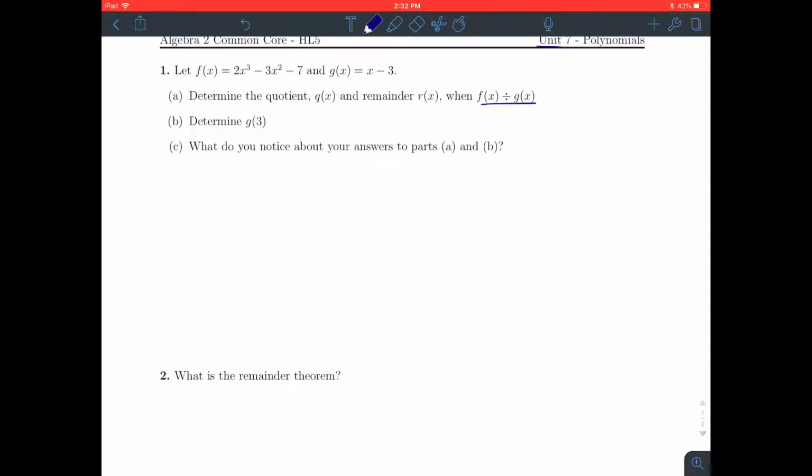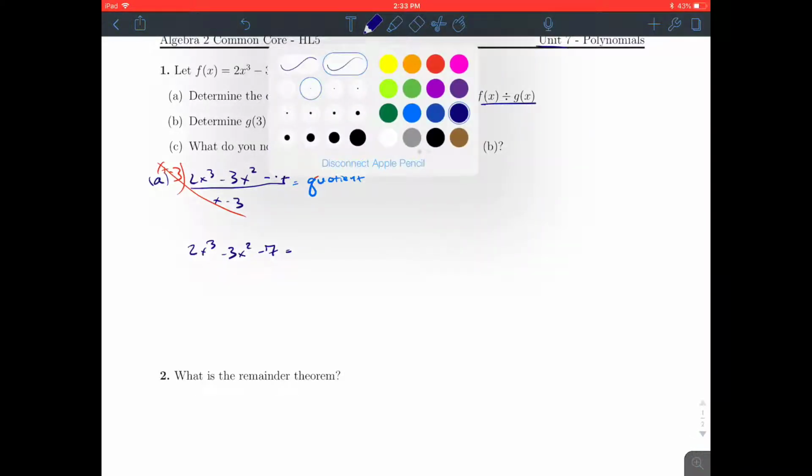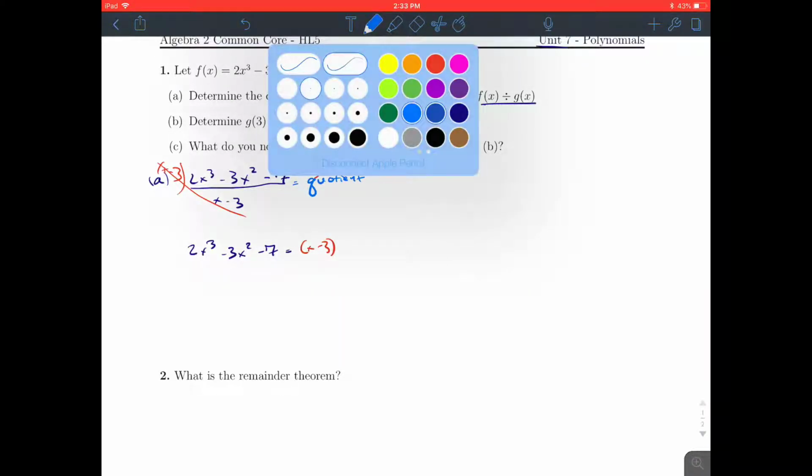So you've got f of x here, 2x cubed minus 3x squared minus 7. We're going to be dividing that by x minus 3. And of course, when we do a division problem, that will leave us with a quotient. So quotient, that's the thing that we need to determine. So to do it, we're going to convert this from a division problem by multiplying by x minus 3 to a multiplication problem. So that gives us 2x cubed minus 3x squared minus 7 equals x minus 3 times our blue quotient.